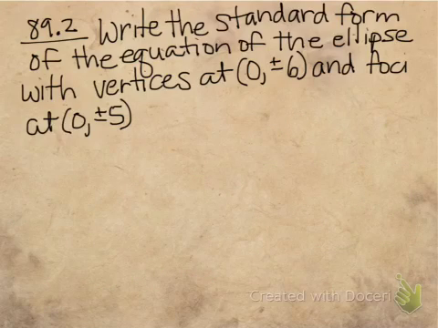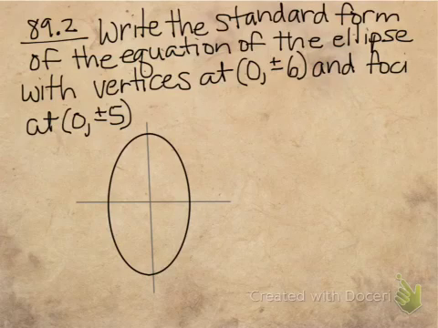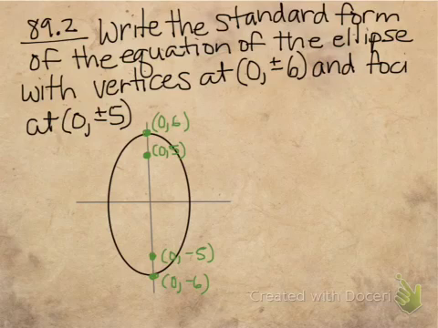Let's do another example. Write the standard form of the equation of the ellipse with vertices at (0, ±6) and foci at (0, ±5). In this example, we can tell it's going to be a vertical ellipse. So we'll start by drawing it and then filling in what we know. We know the vertices are (0, ±6), and then we'll put the foci in there.